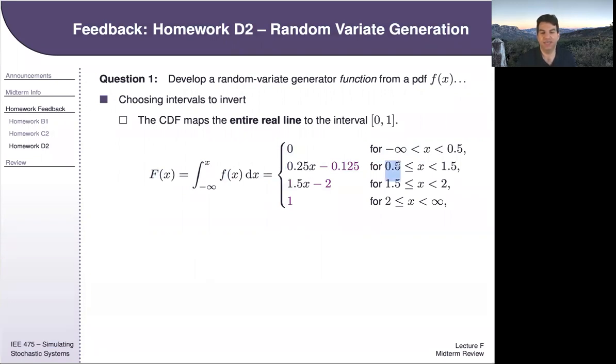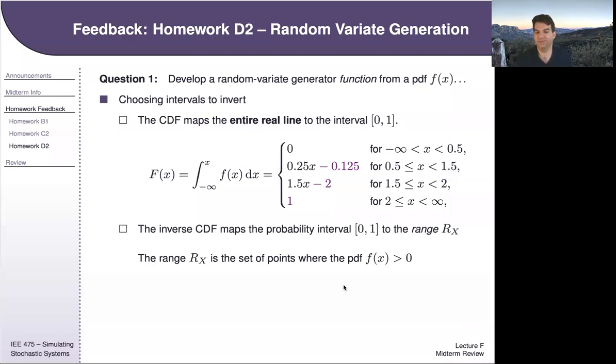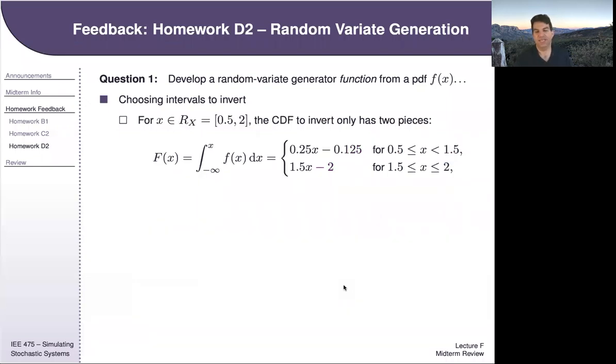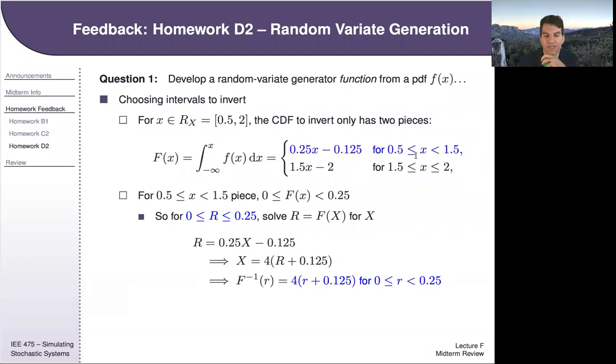So I just need to plug in the bounds, my X bounds, into the CDF, and that'll give me my R bounds. And those will be the bounds that I use for the inverse CDF. And that's all that I'm saying here. So I've got my CDF. These are the only portions that I care about. And for the top piece here, if I plug in 0.5 into here and 1.5 into here, what I'll find is as I'm going from 0.5 to 1.5, I end up going in an R range from 0 to 0.25.